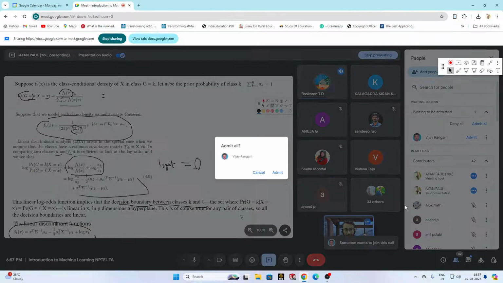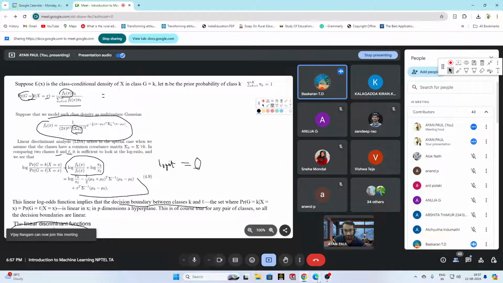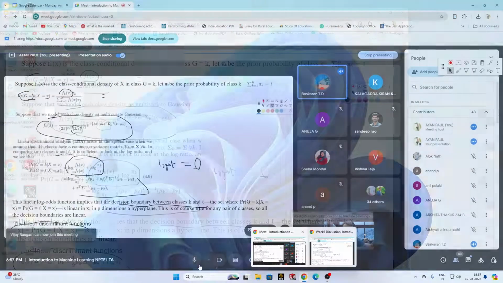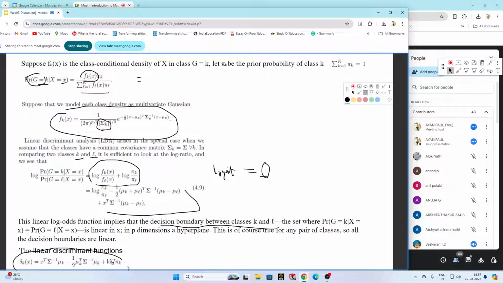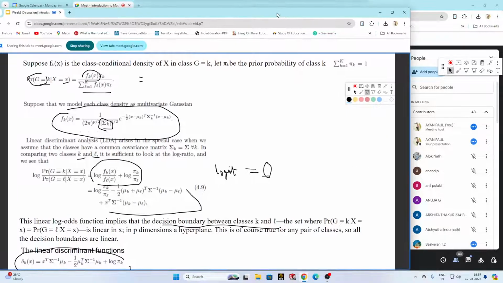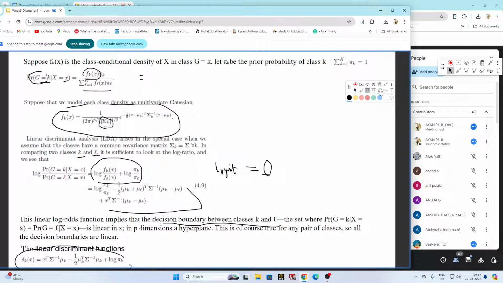Can you please rub out this handwritten part so that we can take a clear screenshot of the equation, if you don't mind. Yeah, this equation. Yes. Yeah, that's it. Thanks.